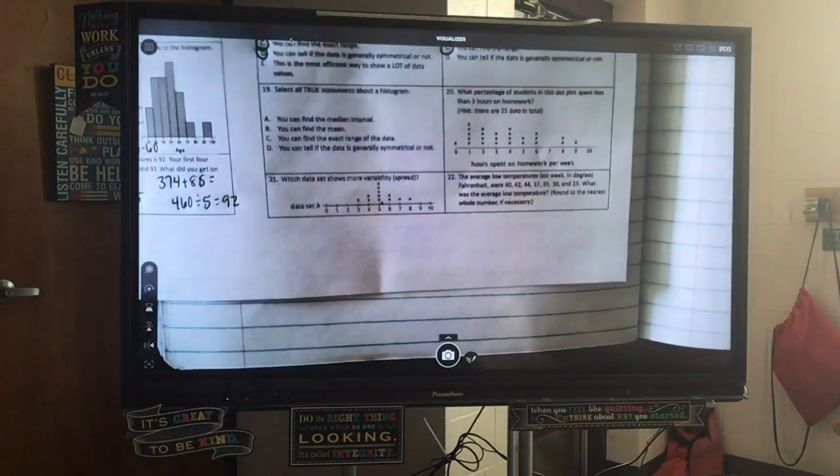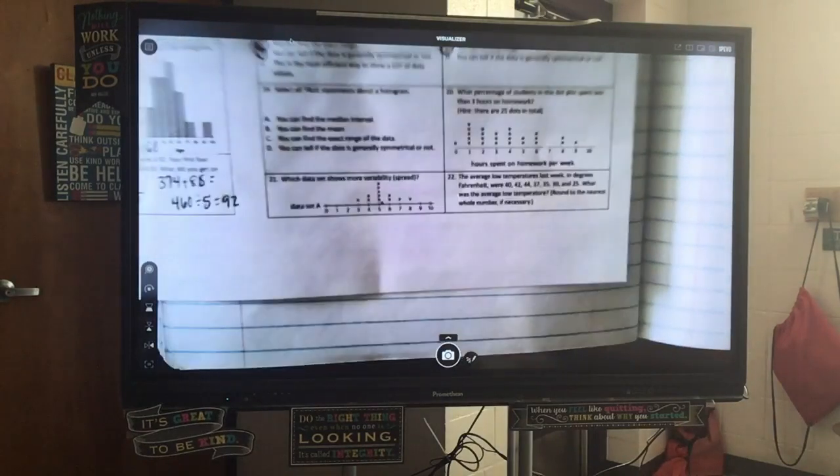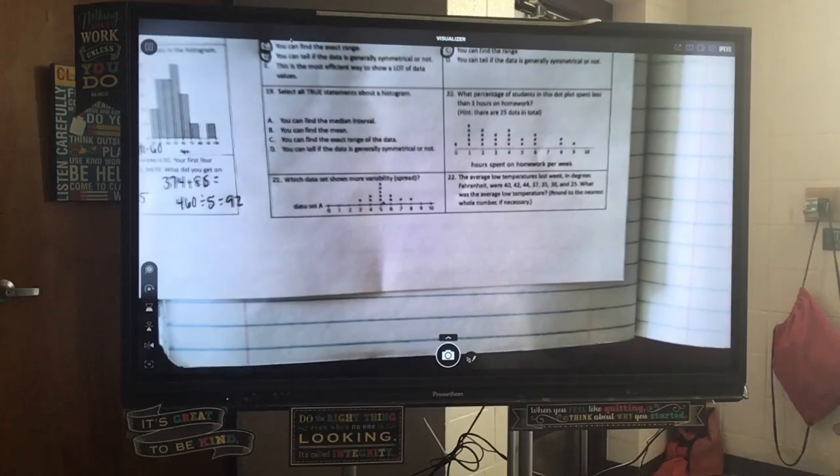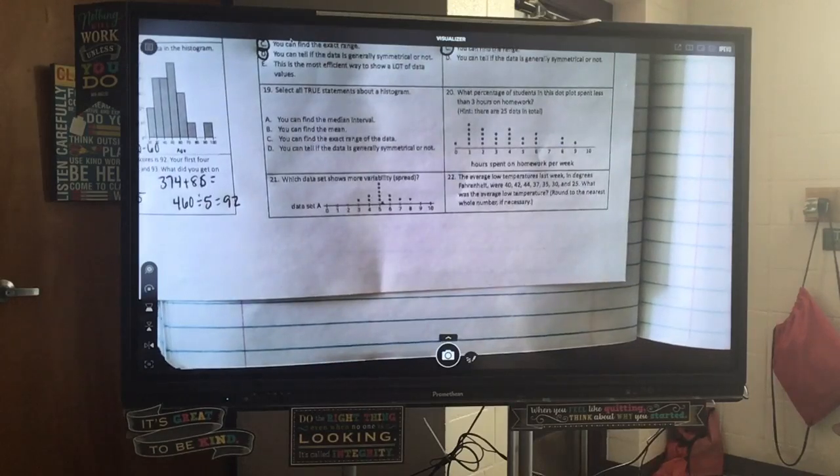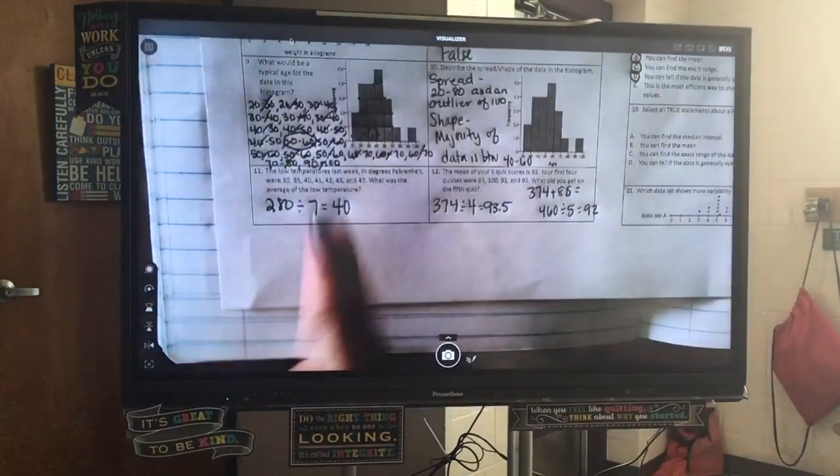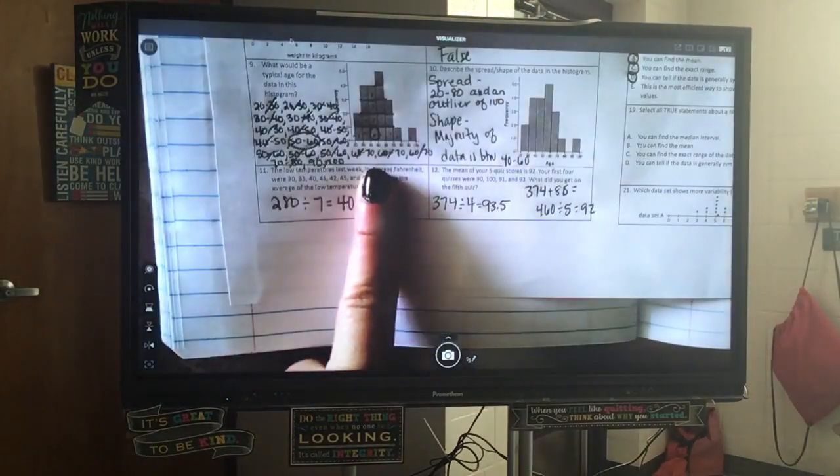All right, 19. Select all true statements about a histogram. So stand up if you can find the median intervals. Y'all better stand your little bodies up because they did not just do it over here. I did.